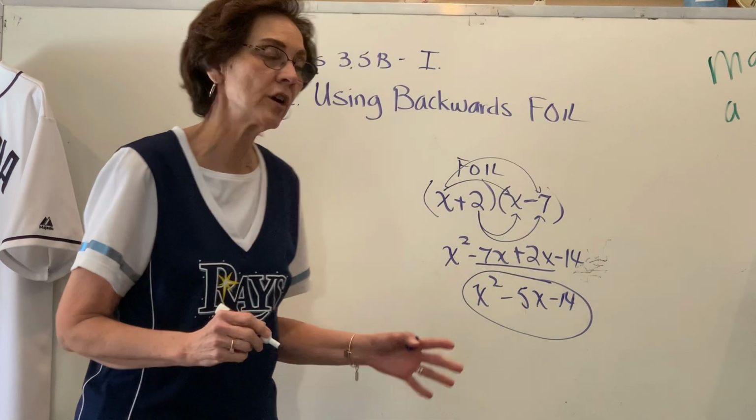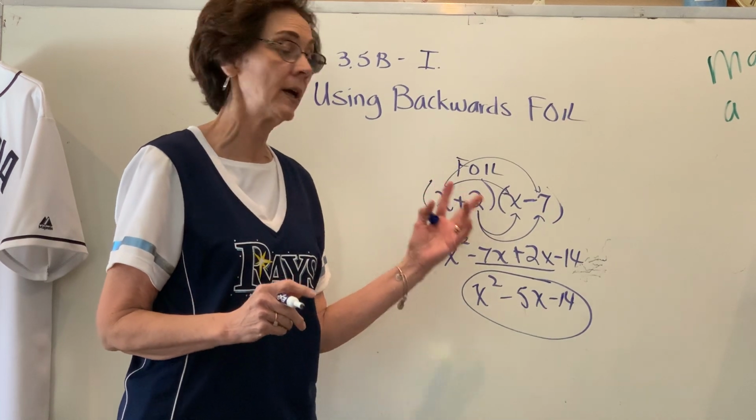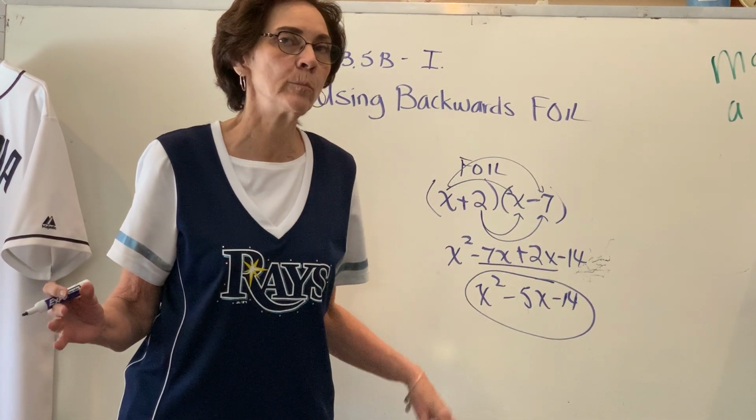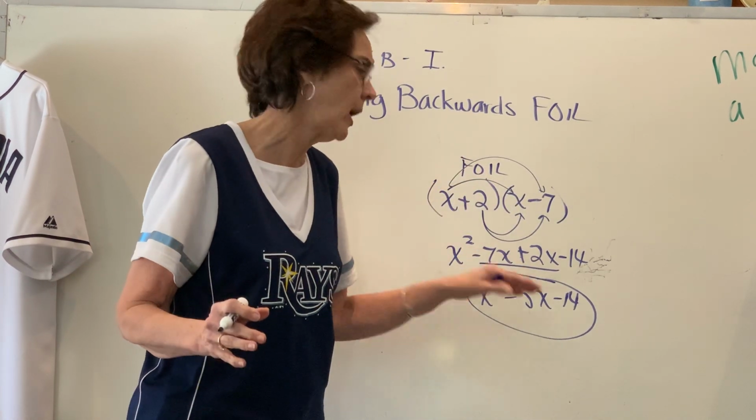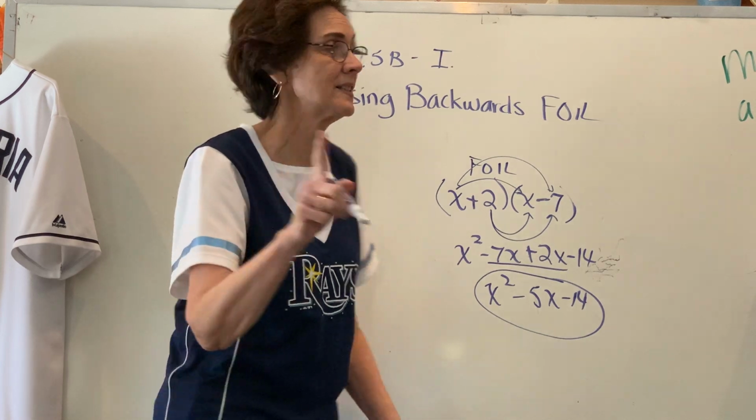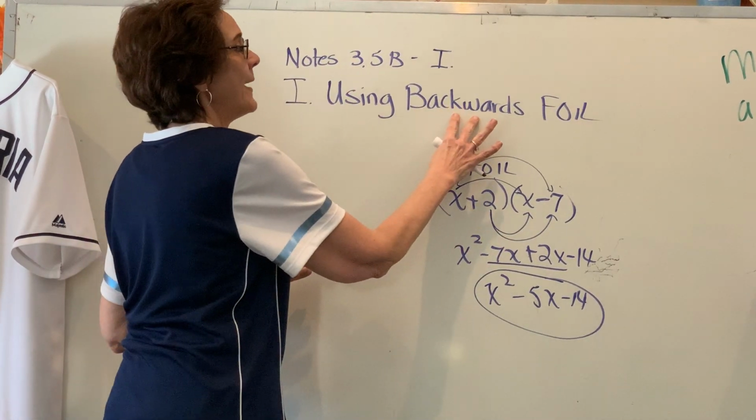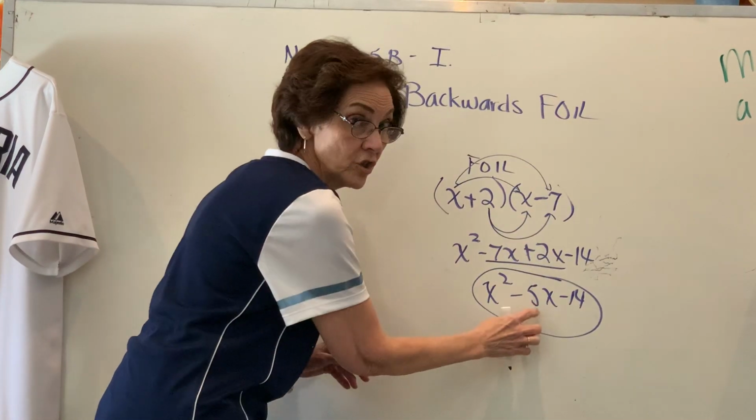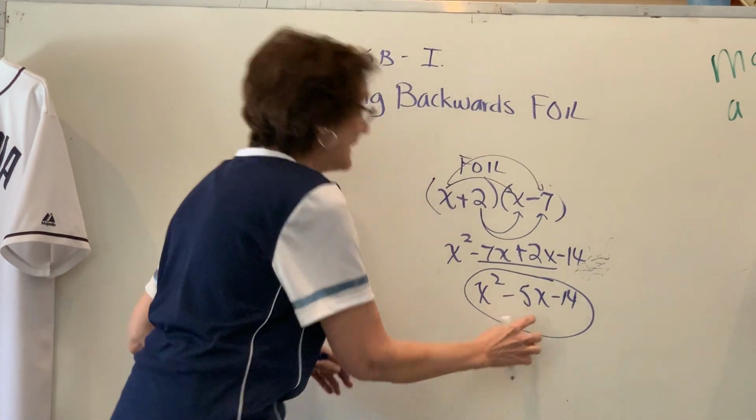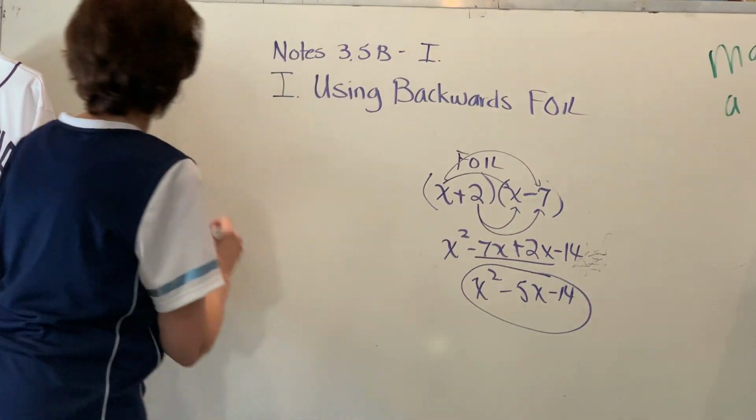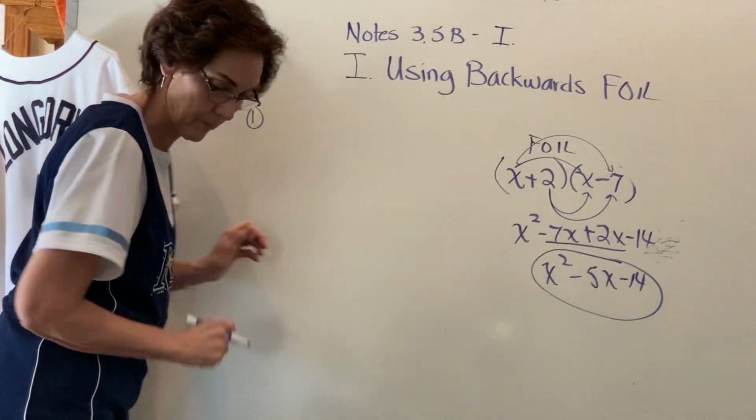So basically, we started with two binomials, we were multiplying, and we got a trinomial. You could technically get a binomial depending on how it was written. But anyway, you get a polynomial. Okay, we're going to do that backwards. That's what this lesson is about. It's using backwards FOIL. Instead of starting here, we're going to start here, and we're going to end up here. Okay? So I've got several examples for you. So let's start with number 1.